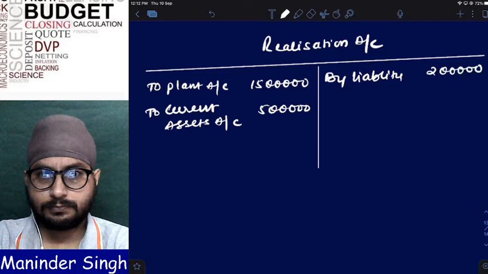Tell me, whenever you are selling your assets and liabilities, do you have to receive money or pay money? You have to realize money, something you have to receive. Tell me, is receipt income or expenditure? Income will come on which side, debit side or credit side? Income will have which balance? Credit balance, right? So by which company? Best Limited. What is this? Purchase consideration. How much? 15 lakhs.